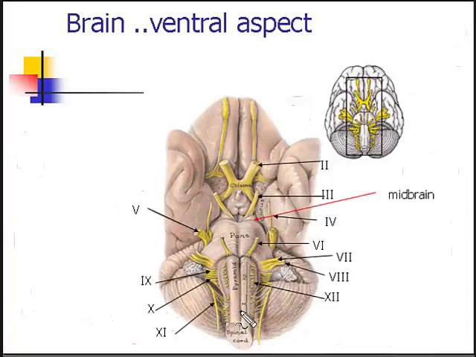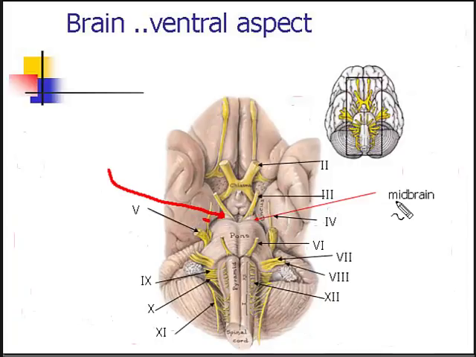This is the third cranial nerve, which you can see is medial to the crus. So this is the crus, and this is the third cranial nerve, which is medial to the crus. And the fourth cranial nerve, this thin, slender nerve on this side, is lateral to the crus cerebri. These two, the third and the fourth, are related to the midbrain.